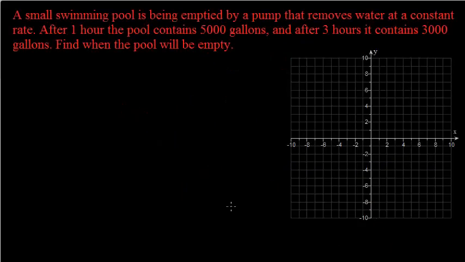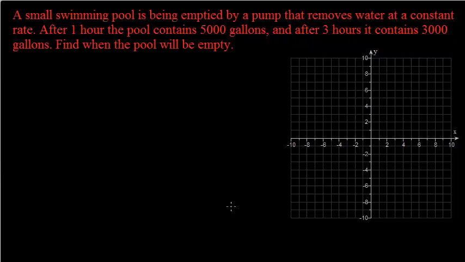A small swimming pool is being emptied by a pump that removes water at a constant rate. After 1 hour, the pool contains 5,000 gallons, and after 3 hours, it contains 3,000 gallons. Find when the pool will be empty. Now, this is chapter 3, so pretty much any problem you get will have something to do with graphing. So let's go ahead and see if we can't understand this information in terms of a graph.